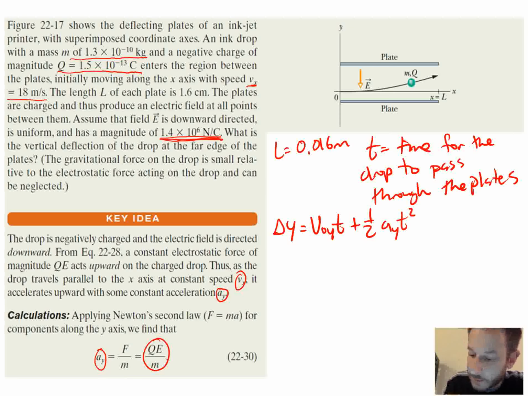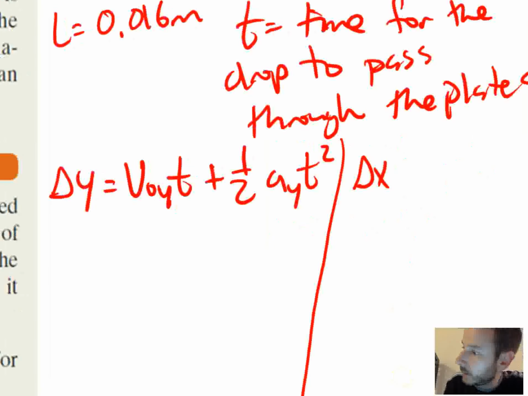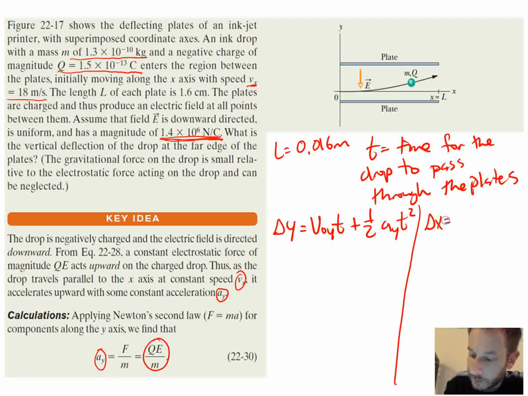In the x direction, we have the same equation. So you have delta x is equal to v naught in the x direction times t plus 1/2 at squared. But we know it's not accelerating in the x direction, so we'll just leave it at that. The second term is just going to cancel out. Okay, so our y value is going to be just 1/2 acceleration in the y direction t squared.